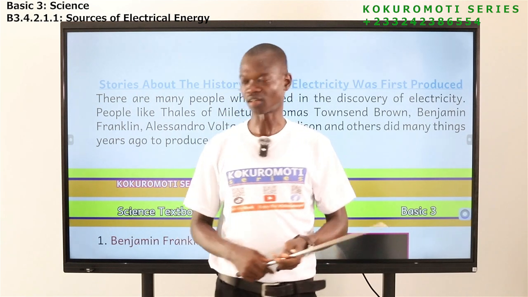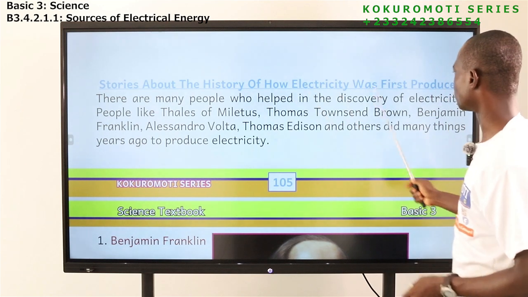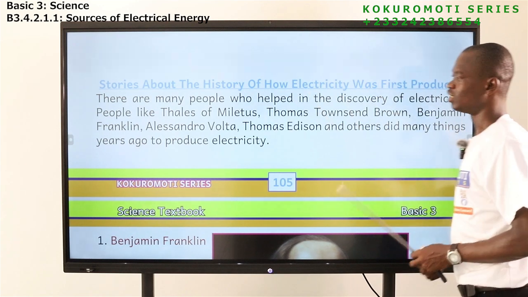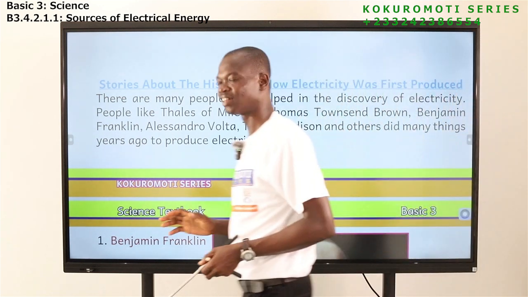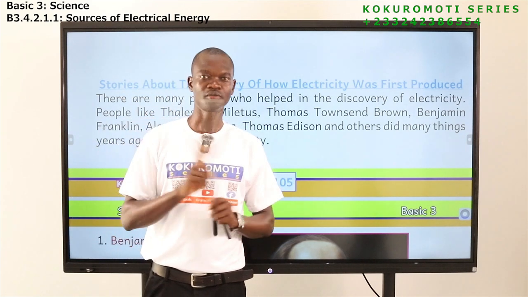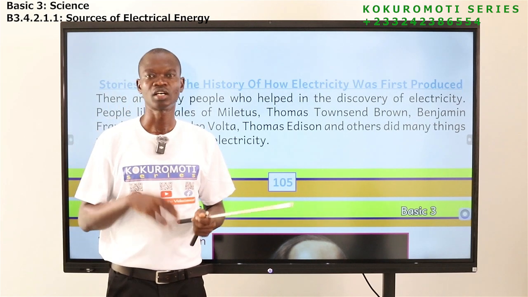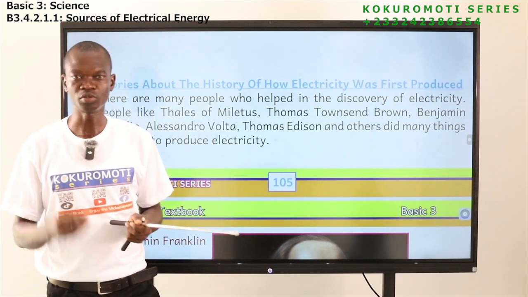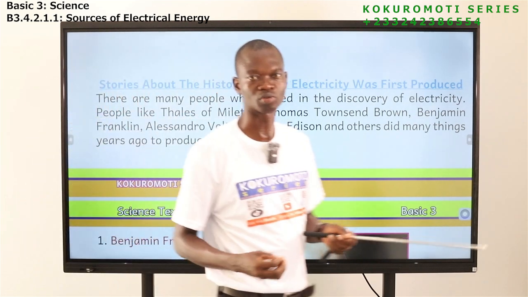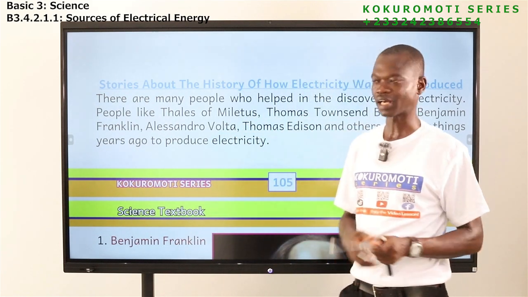Okay, now we are going to look at stories about the history of how electricity was first produced. What it means is that there was a time when there was no electricity. We didn't have electricity some time ago. Some people came, and out of curiosity they were able to come out with an idea of electricity, and that is what today we are all enjoying.